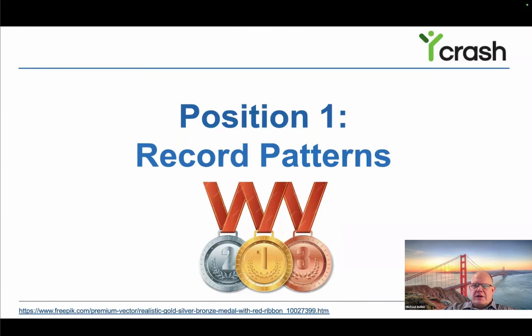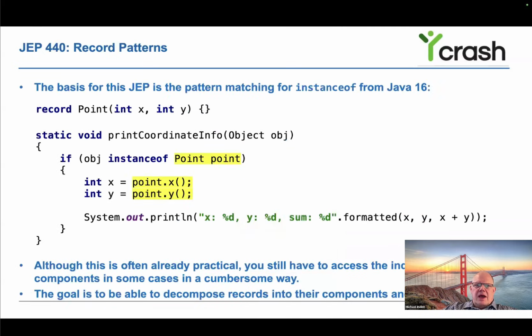Number 1, record patterns. As we just saw, we get pattern matching for instanceof in Java 16. Let's think of an easy point record, and we want to print out some information about the coordinates. We can use this nicer syntax, but of course we have to access the two coordinate values to print them out. This is better than in the past. We can omit the cast, but we still have this code to access the attributes.